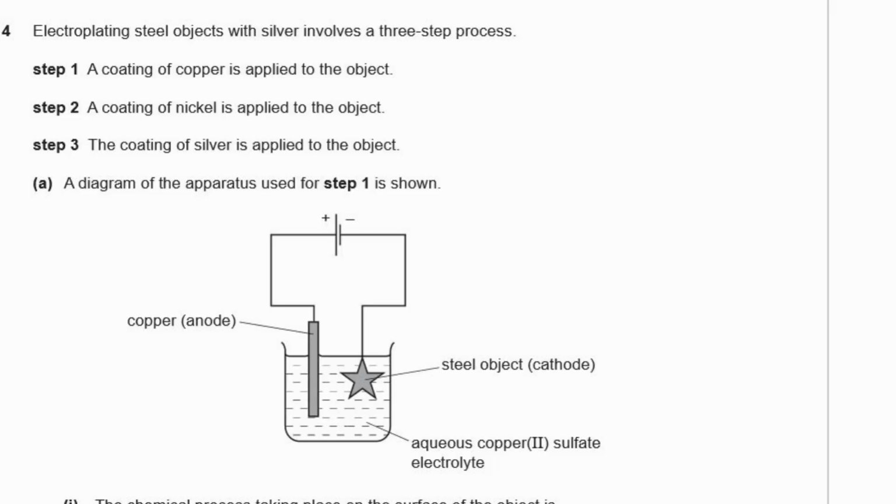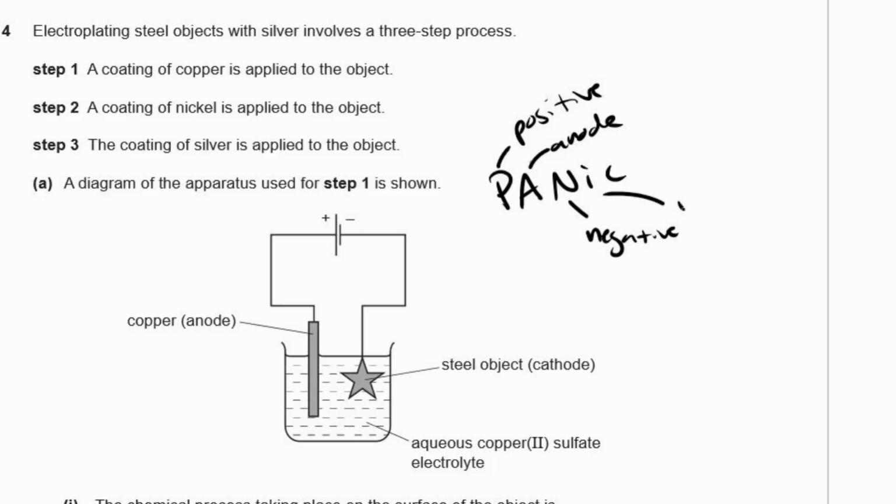Whenever I see an electrolysis question, I always start off by saying panic. The only time you should panic on a science exam. Positive, anode, negative is cathode. It's not always useful, but it often is. Okay. So we have the copper at the anode, the steel cathode, and our electrolyte is aqueous copper 2 sulfate.